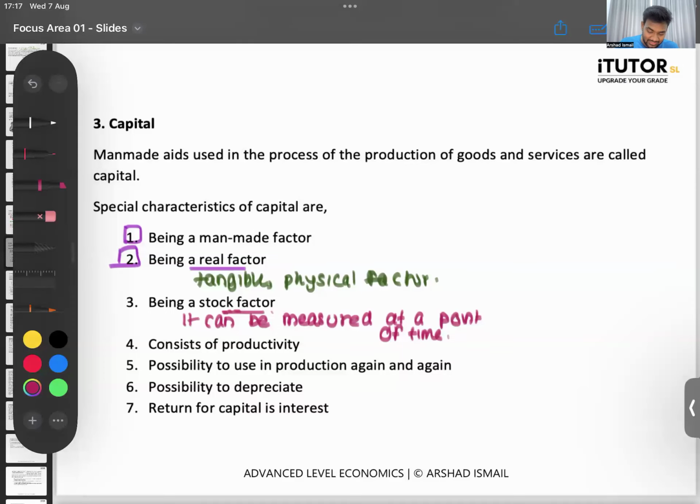What's the opposite of this? Just to recap, the opposite of this is what we call a flow factor or a flow concept. A flow concept is something that you measure for a period of time. For example, your monthly salary. Do I say my salary as at 17th August 5:15 p.m. is 100,000? No, I will say my salary for the month of August is 100,000, for a period. So that is what you call flow factors, measured for a period. Stock factors, exactly at this point, you can say you have this much.